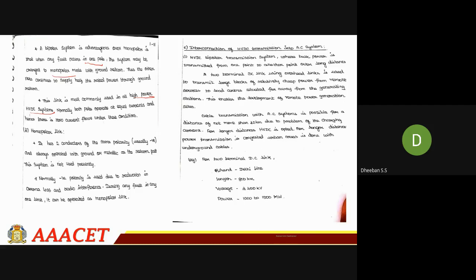Of same polarity and always operate with ground. So this is the third type. So here it will be operated with the ground or metallic as the return path. The system is not used presently. Normally negative polarity is used for the reduction of your corona loss. So again the same point is repeating.